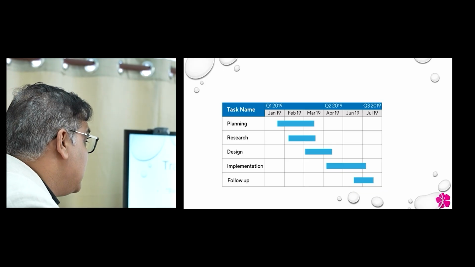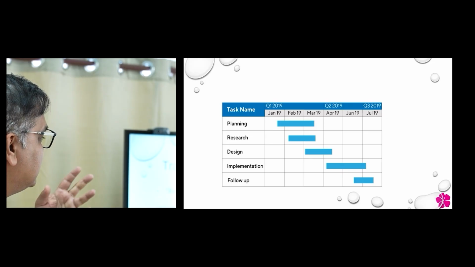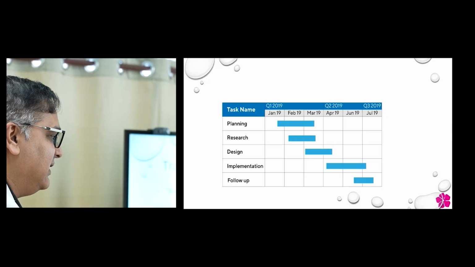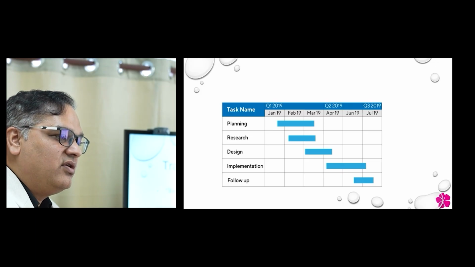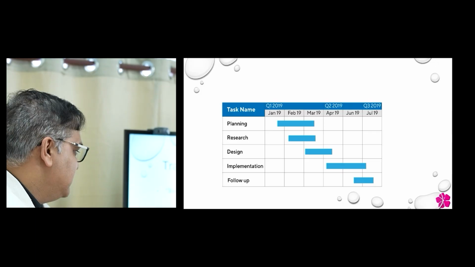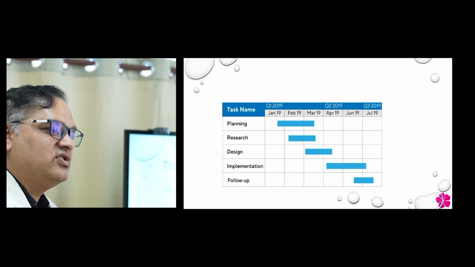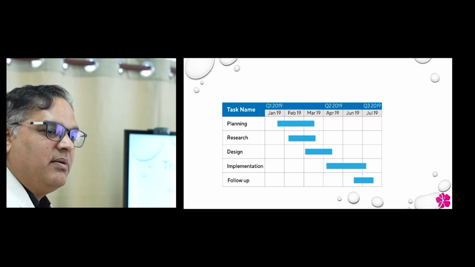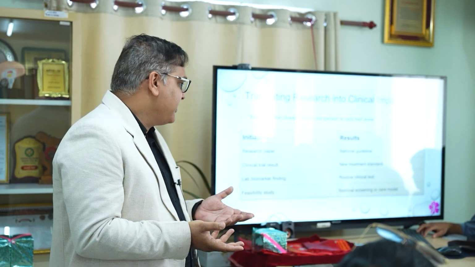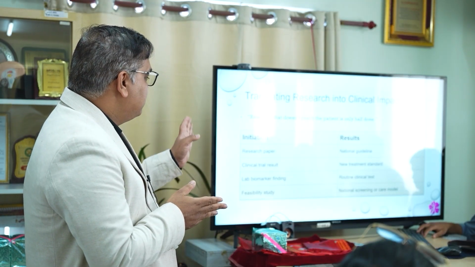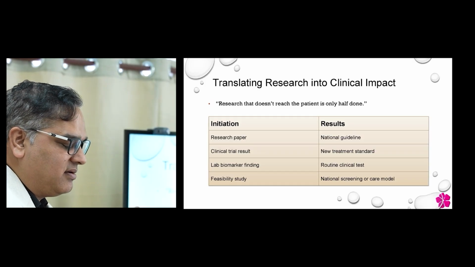Next. Now coming to our last slide. How does this research impact clinically? Our aim is to improve the patient clinically, to have real impact on the patient. It is said that research that doesn't reach the patient is only half done. You may have done a beautiful research, but if it doesn't impact the subjects or the patients, it doesn't mean anything.